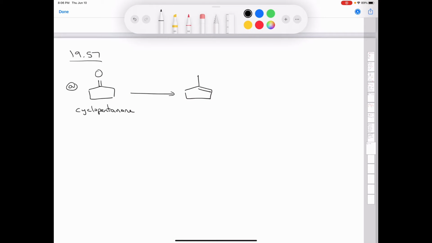All right, question 19.57 says, starting with cyclopentanone, which I have shown here, and using any other reagents of your choosing, identify how you would prepare each of the following compounds. So I have cyclopentanone, and I want to make 1-methylcyclopentene. So there's a change to this carbon skeleton.